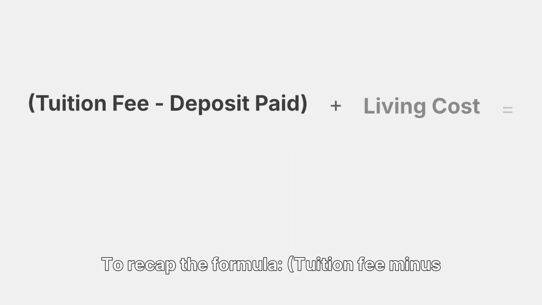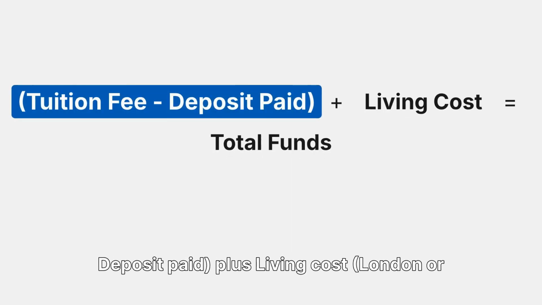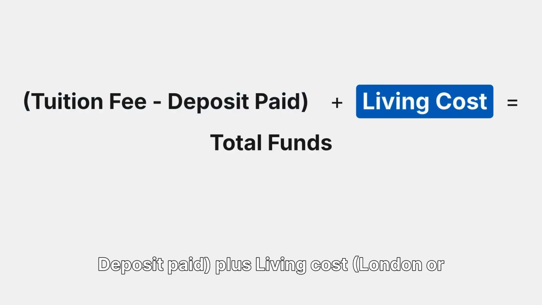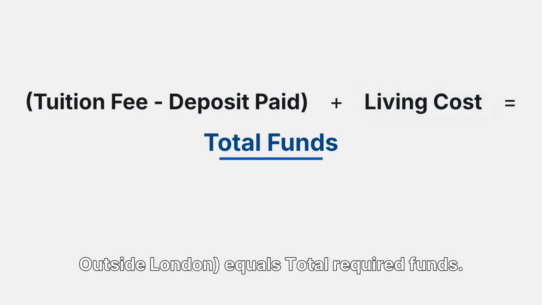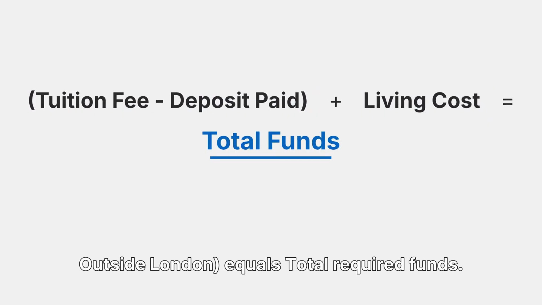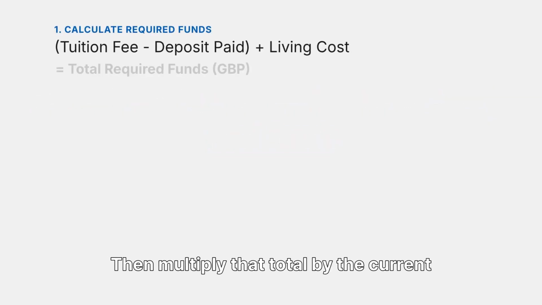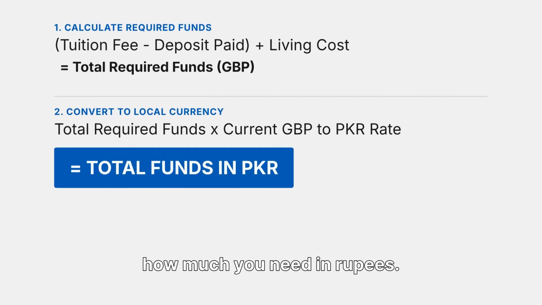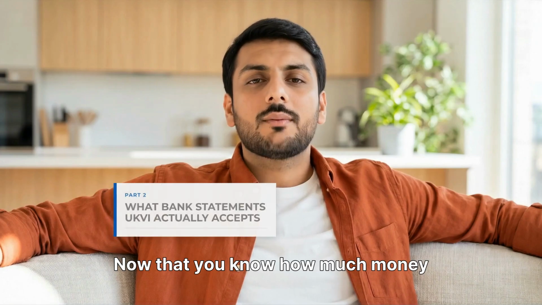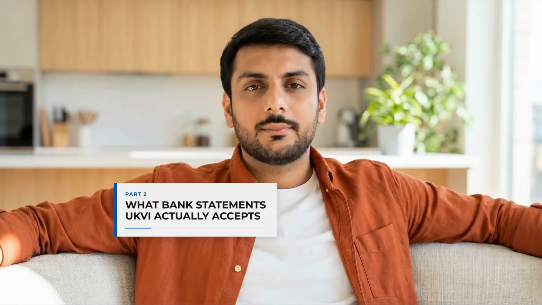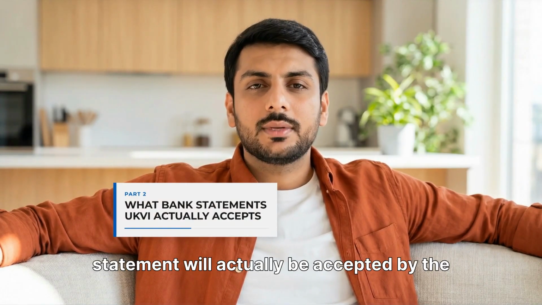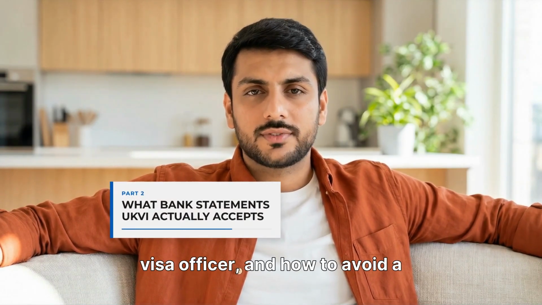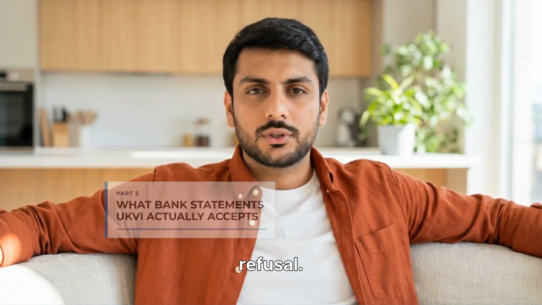To recap the formula, tuition fee minus deposit paid plus living cost, London or outside London, equals total required funds. Then multiply that total by the current GBP to PKR rate to know exactly how much you need in rupees. Now that you know how much money you need, let's talk about the second big question. What kind of bank statement will actually be accepted by the visa officer and how to avoid a refusal?